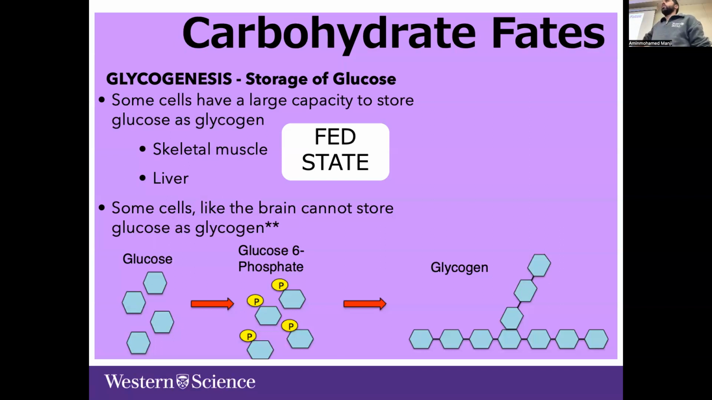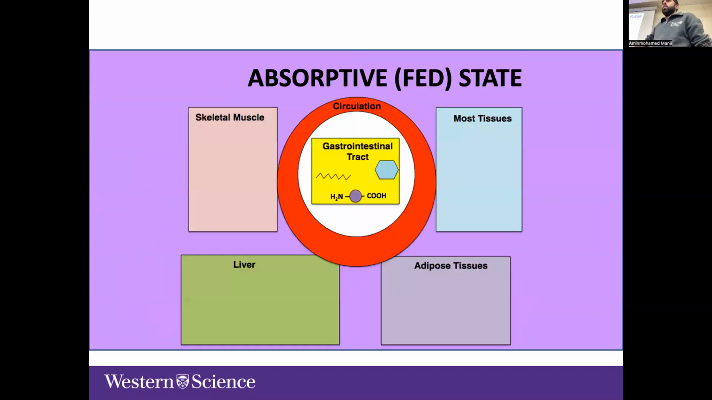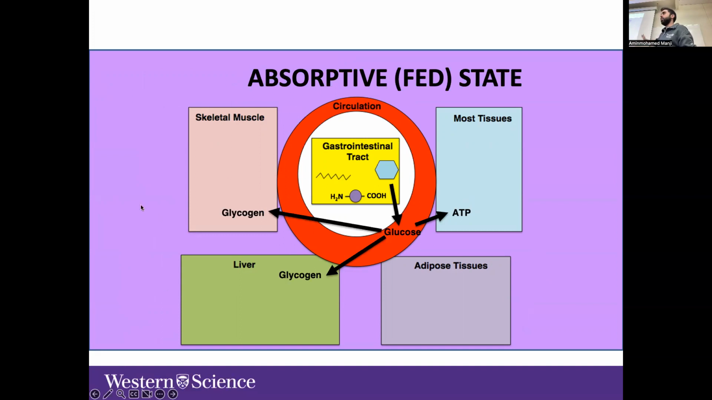Okay, any questions on that? Okay, so that's great. We've made glucose, shared it with most of the tissues. They made their energy. The rest of it got made into glycogen in the liver and the skeletal muscle. Then what? What's the last thing that happens if you still have glucose remaining?